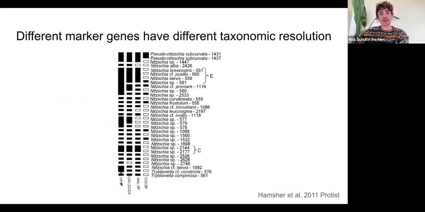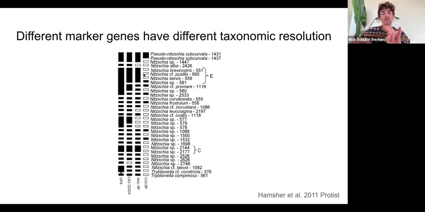And like I said, this UPA here at the bottom is also called 23S. That's a chloroplast gene. Then you have a ribosomal gene, RBCL, and then cytochrome oxidase, CO1. And you can see here the black bars show whether it can be detected, and if it extends across different species, it shows that it can't differentiate across those species. So for instance, this UPA can't differentiate Nitzschia brevirostris from pusilla and laevis, and none of these really can. In CO1, the empty white bar shows that it doesn't detect it at all.